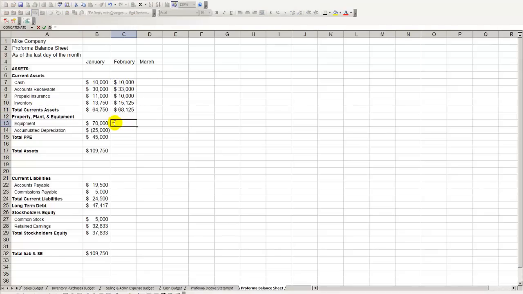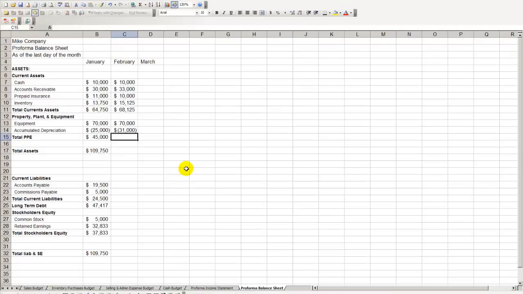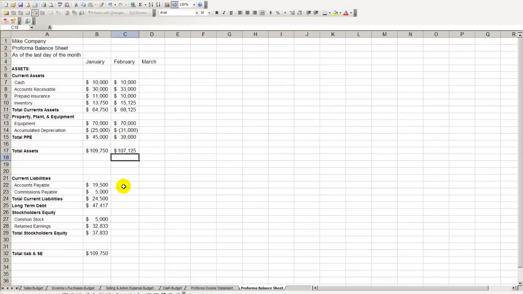The equipment doesn't change. You didn't buy any new equipment. Accumulated depreciation, the value of it increases by your depreciation expense, which steps up to $6,000. So your total property, plant, and equipment balance is $39,000. Your total assets, $107,125. Your accounts payable, you go to your inventory purchases budget.